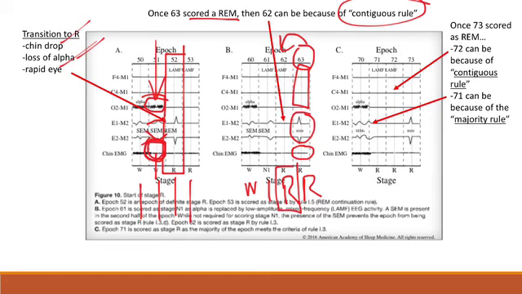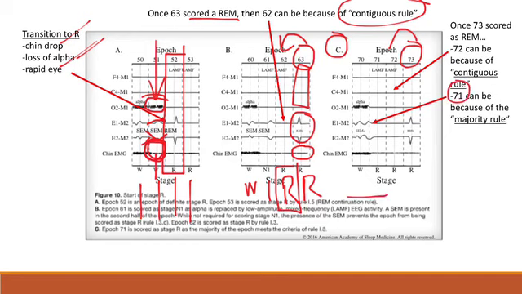So let's talk about this scenario in example C. Once epoch 73 is scored as REM, 72 can be scored because of the contiguous rule, and then of course 71 can be called REM because of the majority rule.